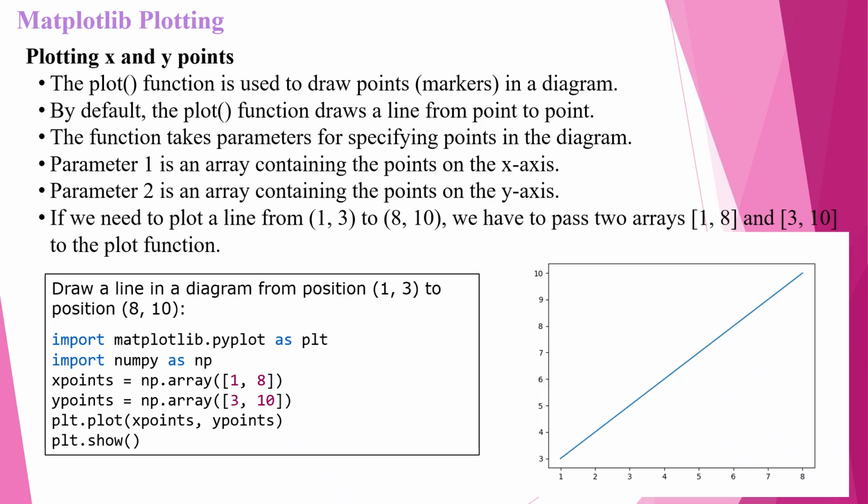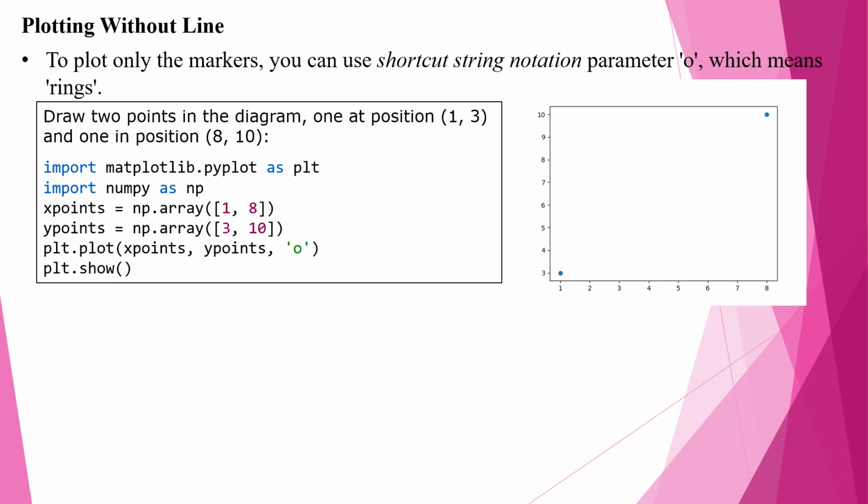For example, to draw a line between 2 points such as 1, 3 and 8, 10, we pass the arrays 1, 8 for the x-axis and 3, 10 for the y-axis. This results in a line connecting the specific points, making it easier to visualize relationships or trends in the data. This code demonstrates how to plot individual points using matplotlib and numpy.